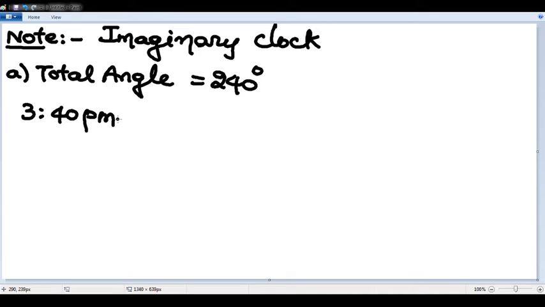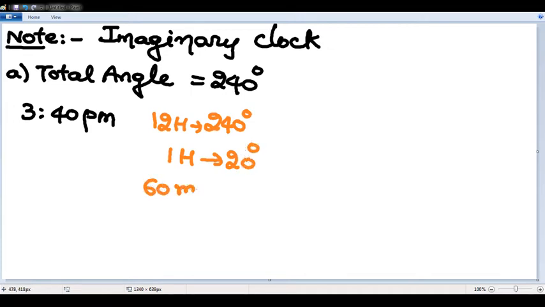Now 3:40 p.m. Now see here. Total angle is 240 degrees. Initially we discussed that the total angle is 360, so 12 hours is 360. Now 12 hours is 240, so 1 hour is 20 degrees. There is no change: 1 hour, 60 minutes, is 20 degrees. So 1 minute is 1/3 degree.